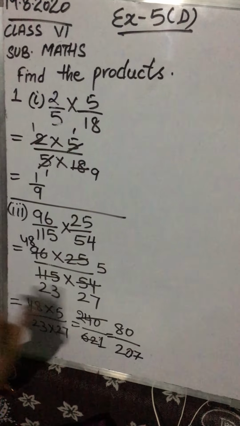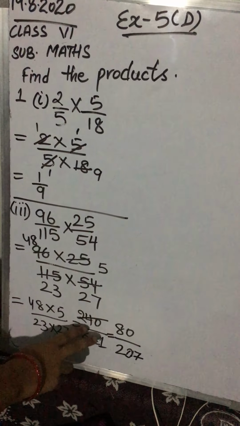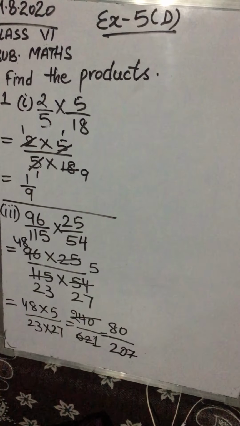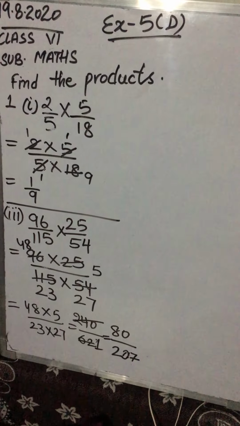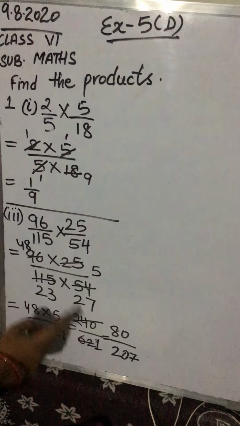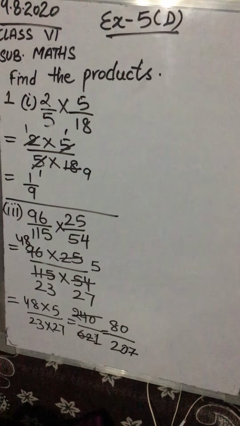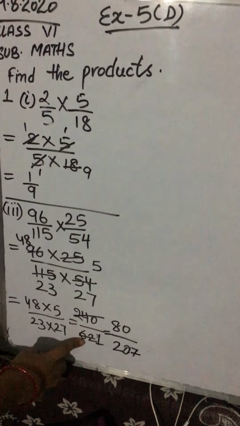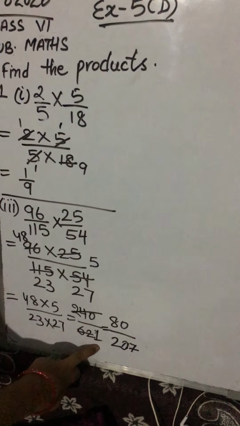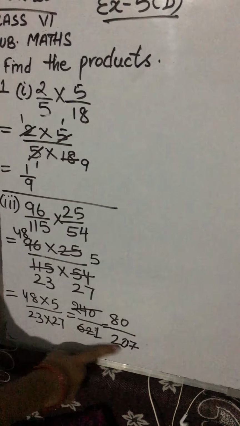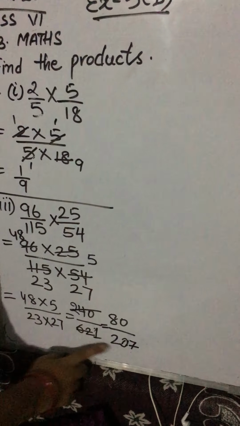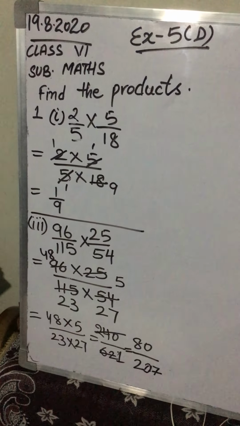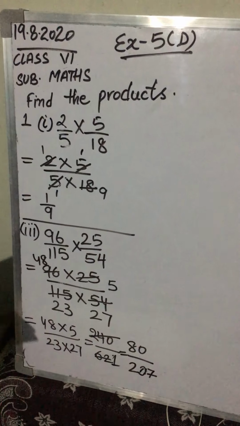So we have to multiply 48 into 5. 48 into 5 is 240. 23 into 27 is 621. Now when we observe it carefully, we get to know that both the numbers are coming in the table of 3. How? 3 8s are 24, 0 will remain the same. Likewise here 3 2s are 6, 21, 7 at the place of 7. So 0, when we are taking two digits together, we have to put 0. 3 7s are 21. So the answer is 80 by 207. Now children, see, I will do the second part.